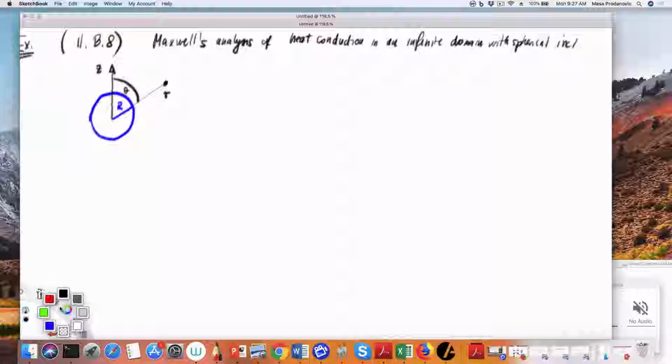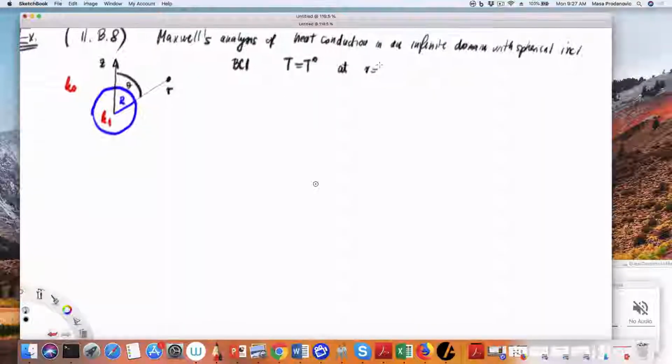So I'm going to have a spherical inclusion, meaning that these two, the sphere itself and the surrounding, have different thermal conductivities. Otherwise, why would we look at it, right? So this is going to have thermal conductivity K1, and outside is going to be thermal conductivity K0. And my first boundary condition is T equals T0 at r equal to 0.